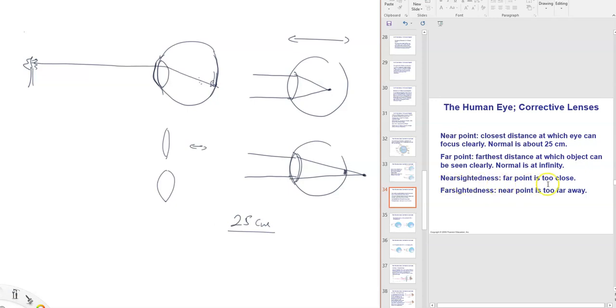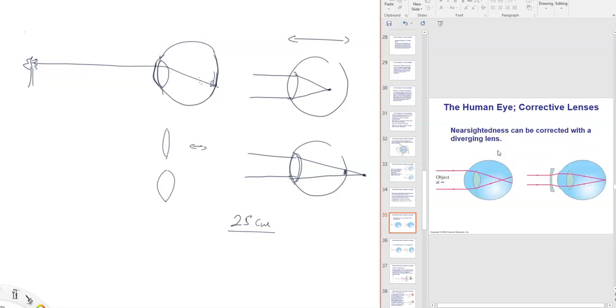Nearsightedness. Far point is too close. So we're going to talk about two issues: nearsightedness and farsightedness. Nearsightedness means far point is too close. Another way to remember this is, somebody with nearsightedness is able to see nearby things, but they're having difficulty seeing far away objects. Farsightedness, you can see far away objects, but you can't see nearby objects. Nearsightedness can be corrected with a diverging lens.